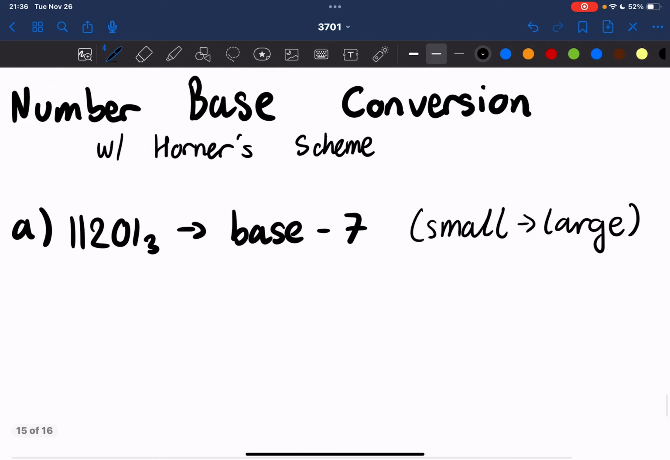All right, hello everyone. Today we're going to do number-base conversion with Horner's scheme. This scheme is a little bit confusing at first, but once you get the hang of it, it'll make it a lot easier to convert between number bases that maybe aren't as intuitive to do.